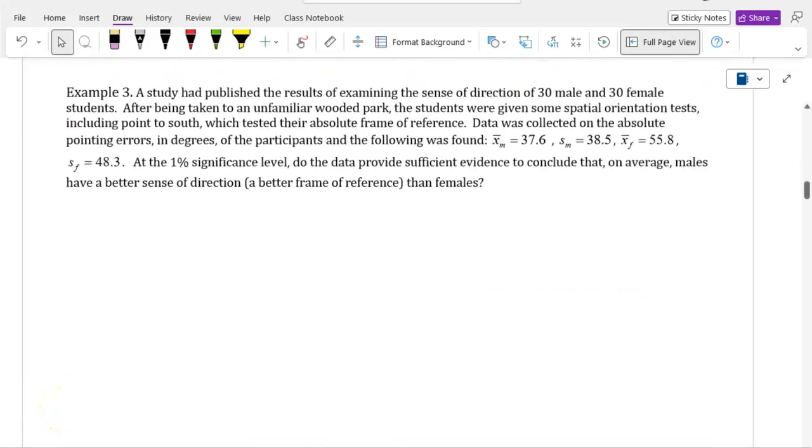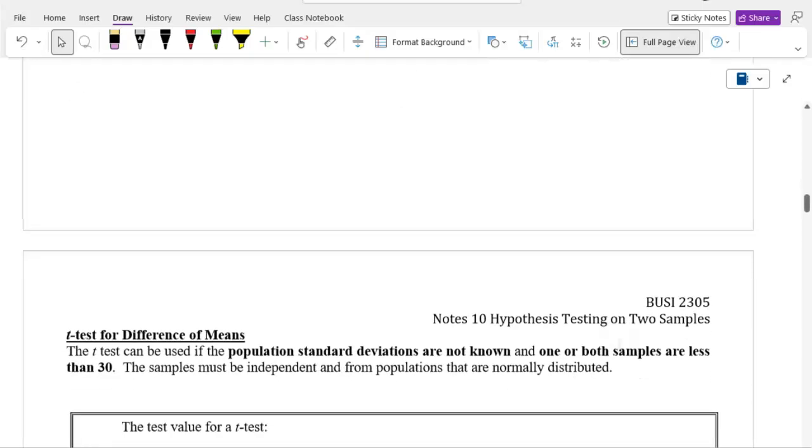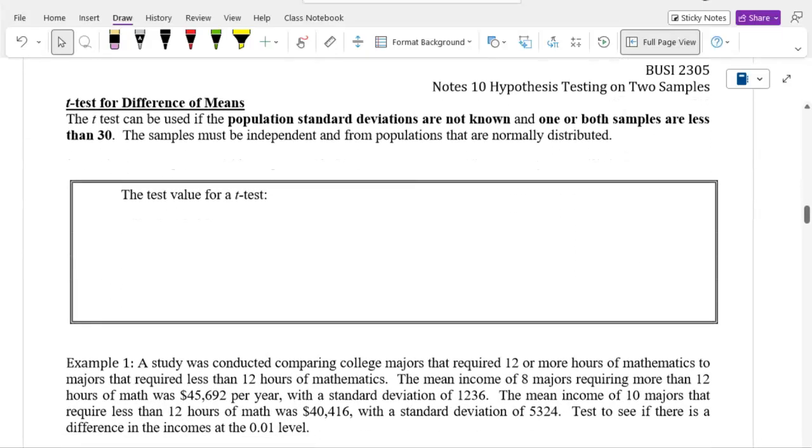All right, let's go on. That third example will be done in class. Let's go on to our second version or variation of our difference of means test.